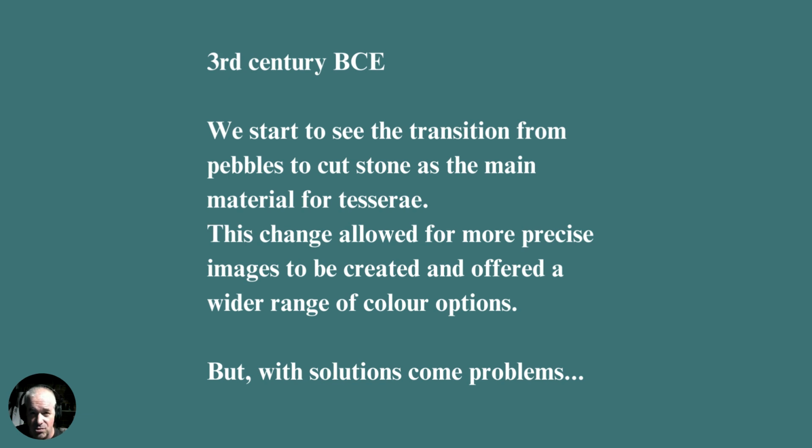Now, 3rd century BC, another 200 years down the line, we start to see the transition from pebbles to cut stones. So we're starting to see mosaics made with cut stones, the main material for the tessellite. Now, the difference that makes is this change allows for more precise images to be created, more three-dimensional shapes, and it offered a wider range of color options. But with solutions come problems.